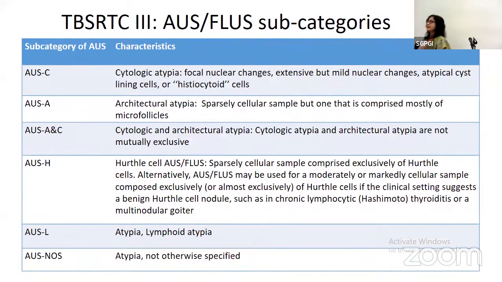AUS-C, C is for cytological atypia. AUS-A, architectural atypia. You have to call something C when you're thinking of nuclear features which are suspicious for PTC, but they're not enough to be called category 5. AUS-A, when you have microfollicles; in the new Bethesda, they also added 3D clusters and 3D fragments into this. AUS-A and C, when you have combined features of cytological and architectural atypia. AUS-H, when you have a predominance of oncocytic atypia. AUS-L, lymphoid atypia, and NOS, when you cannot fit into any of these categories. So this is just an overview of what we have in Bethesda.